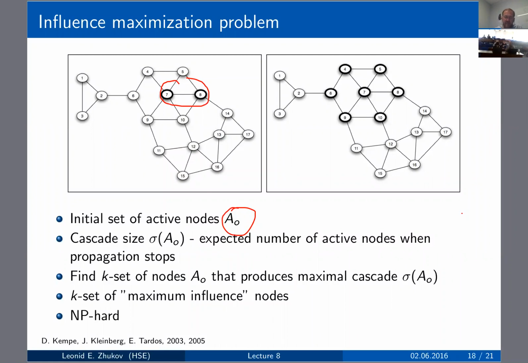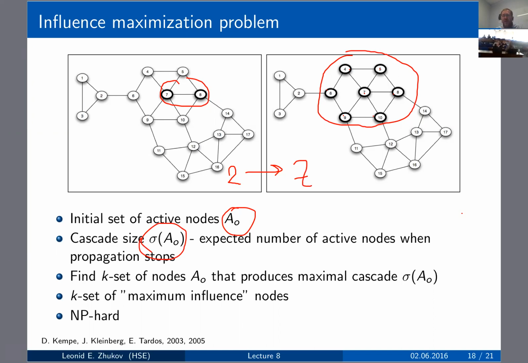When we ran a cascade, it propagated up to here, but not further. And so from two initial nodes, we actually were able to create a cascade of size 1, 2, 3, 4, 5, 6, 7, right? So from two starting nodes, we created 7 people that switched to that technology. So 7 is called the cascade size, the expected number of active nodes when propagation stops. A0 is the initial set of the cascade. And so the question we can ask is to find the optimal nodes that will create the biggest cascade.